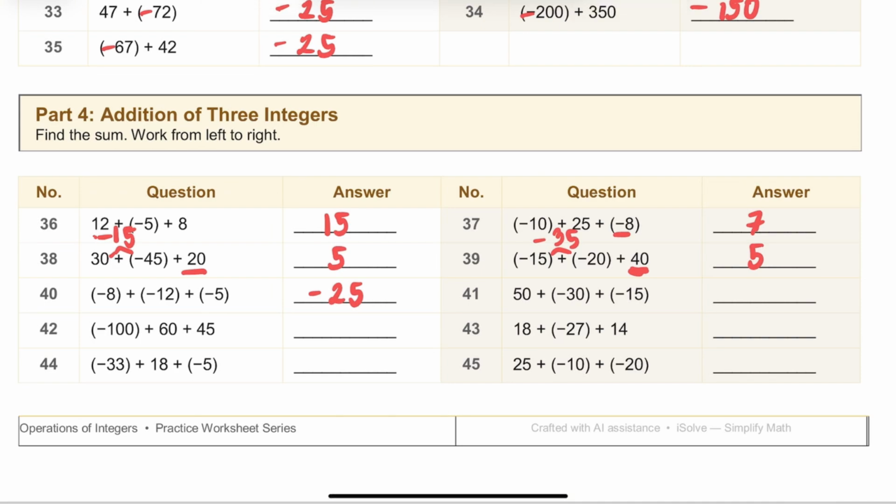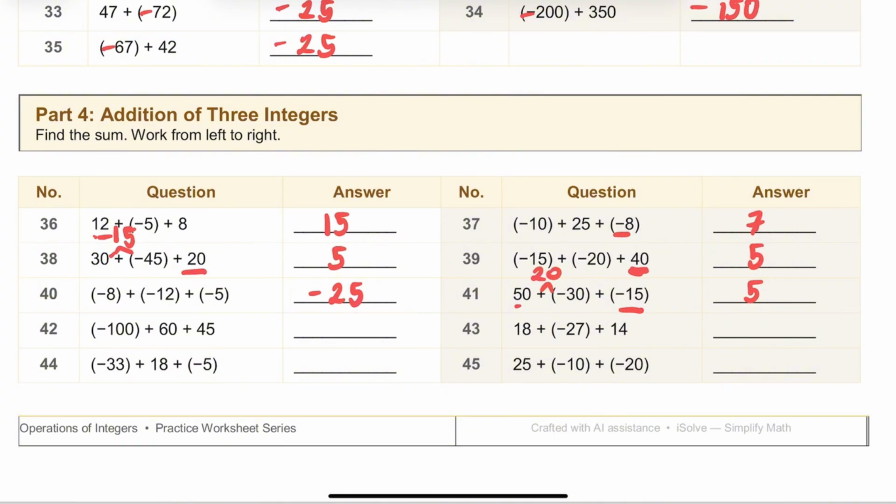Number 41. 50 plus negative 30. Now 50 and negative 30, they have different signs, so we are going to minus them. 50 minus 30 is 20. And the sign of the bigger number is positive, so it's going to be positive 20. Now positive 20 plus negative 15. Different signs, so we're going to minus them. 20 minus 15 is 5. And then the sign of the bigger number is positive, so our answer is positive 5.